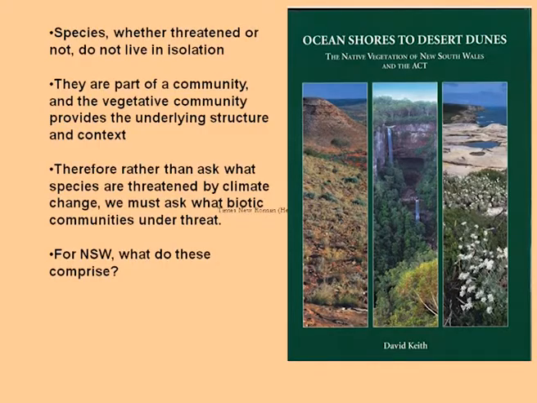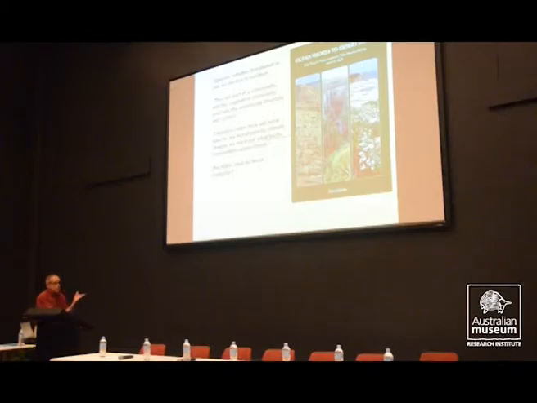Now, another way of approaching this problem, rather than from the point of view of individual species, is to talk about actual habitats, because the species don't exist in isolation. They're actually part of a community. And so rather than ask about species, we can ask what biotic communities are threatened by climate change. One way to look at this is to look at the vegetation communities, because these are the basis for holding the biota at different elevations.